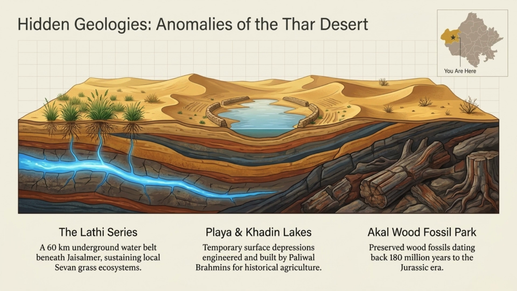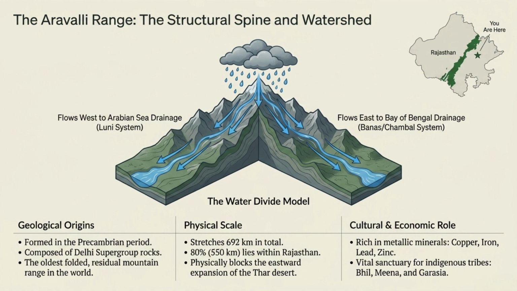Most famous is the Lathi series, a 60-kilometer-long underground water belt beneath Jaisalmer that magically sustains lush local savan grass ecosystems. Nearby, the Akul Wood Fossil Park preserves ancient wood fossils dating back 180 million years to the Jurassic era. To survive here historically, the Paliwal Brahmins engineered Plier and Khadan lakes, temporary surface depressions used for brilliant moisture retention agriculture. Now let's ascend the structural spine of Rajasthan, the Aravalli Range.